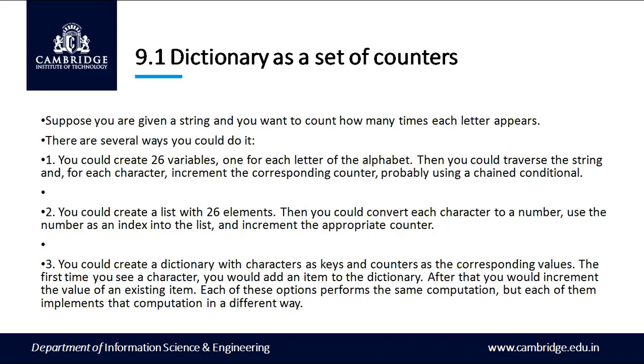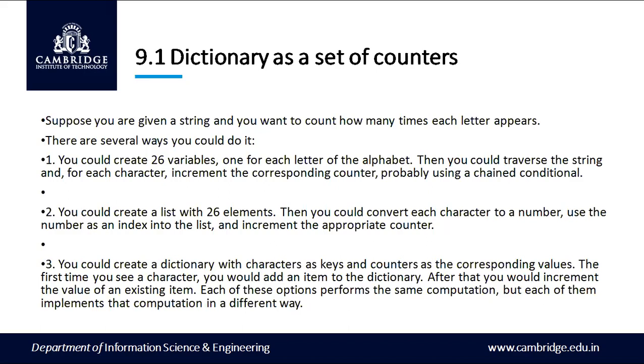So what is this dictionary as a set of counters? If you want to count, suppose, the characters in a long, lengthy word, then you can use a dictionary as a set of counters, but there are three ways we could do it. If you want to count the number of alphabets appearing in that word, suppose you are given a string and you want to count how many times each letter appears, then there are three ways we could do that.